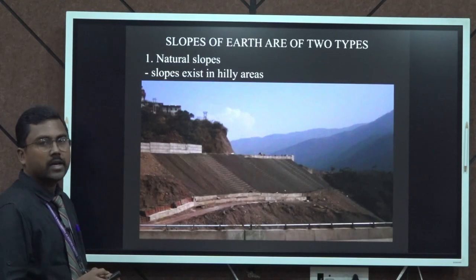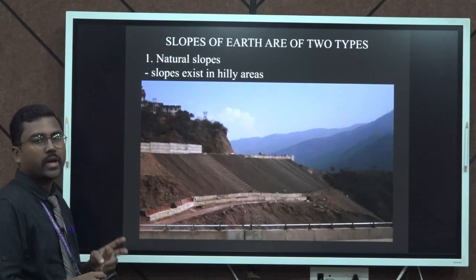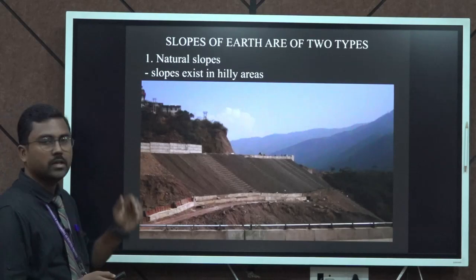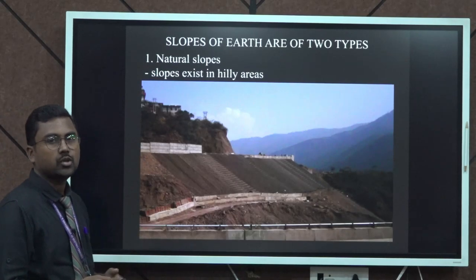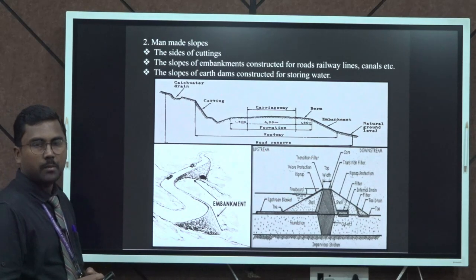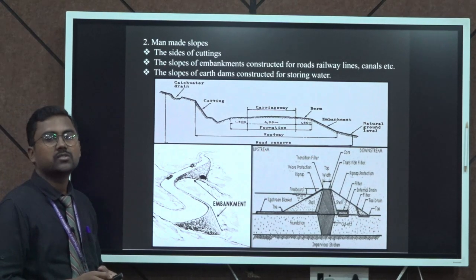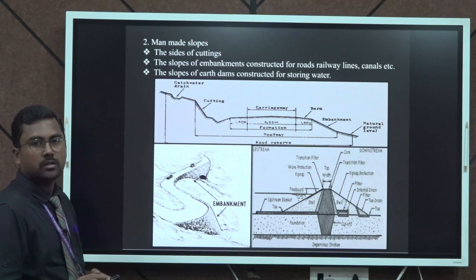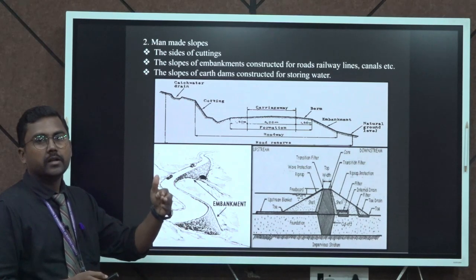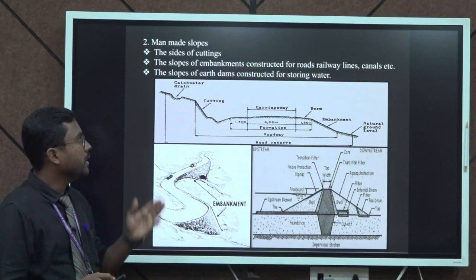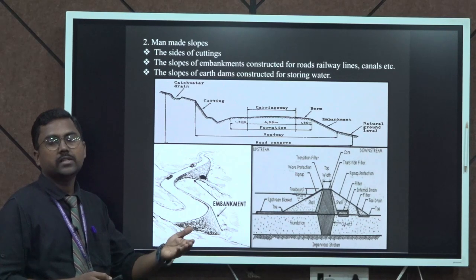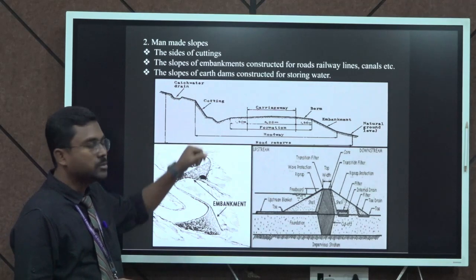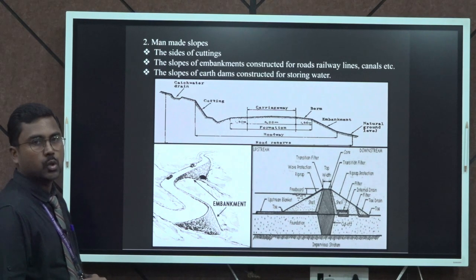Earthen slopes are broadly classified into two types. One is a natural slope. The natural slope is the slope existing naturally in the hilly areas. The next one is a man-made slope. A man-made slope is a slope which is constructed or designed by humans, especially on the cutting edge of embankments, in dam construction, in the earthen dam, and also in highways where a cutting edge is provided for the catchment area and for drainage purposes. Those are all man-made slopes.